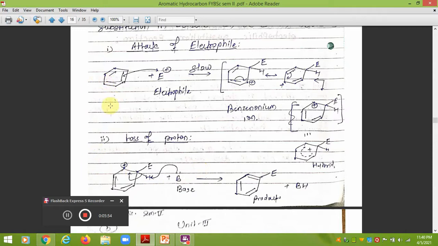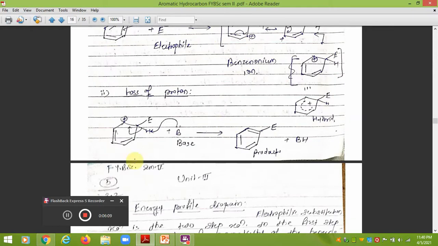Here the pi electron cloud of benzene attacks this electrophile and gives the formation of the benzenonium ion, which is the carbocation that can be stabilized by the resonance effect of this benzene ring. And the next step is called loss of proton, which is also called aromatization.